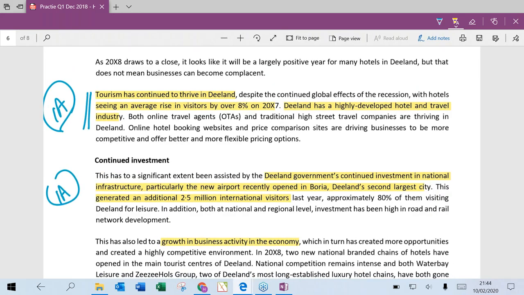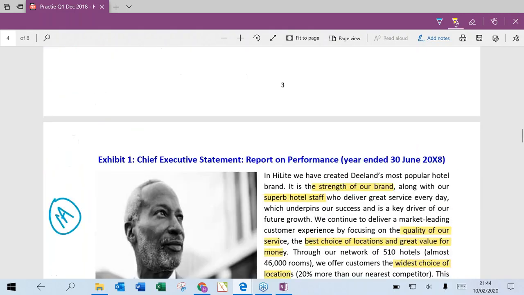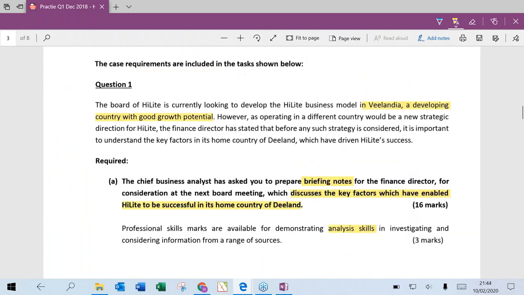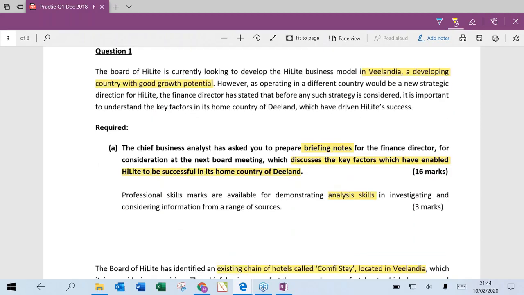So now let me show you the drafting of requirement 1A. Let's read the requirement. The chief business analyst has asked you to prepare briefing notes for the finance director for consideration at the next board meeting, which discusses the key factors which have enabled Highlight to be successful in the home country of D-Land. 16 marks and 3 marks for professional, so it's 19 marks.